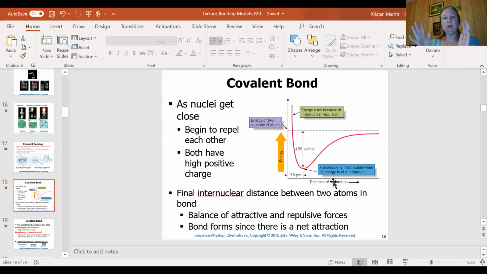But if it gets too close, now you've got repulsion between the protons in the two nuclei. So it's lowering energy, but then the energy starts to go up again because now the protons in each nucleus are too close together. And also, the closer you get, you also have the repulsion with the other electrons, but primarily it's the nuclei. So you have two atoms creating a covalent bond.